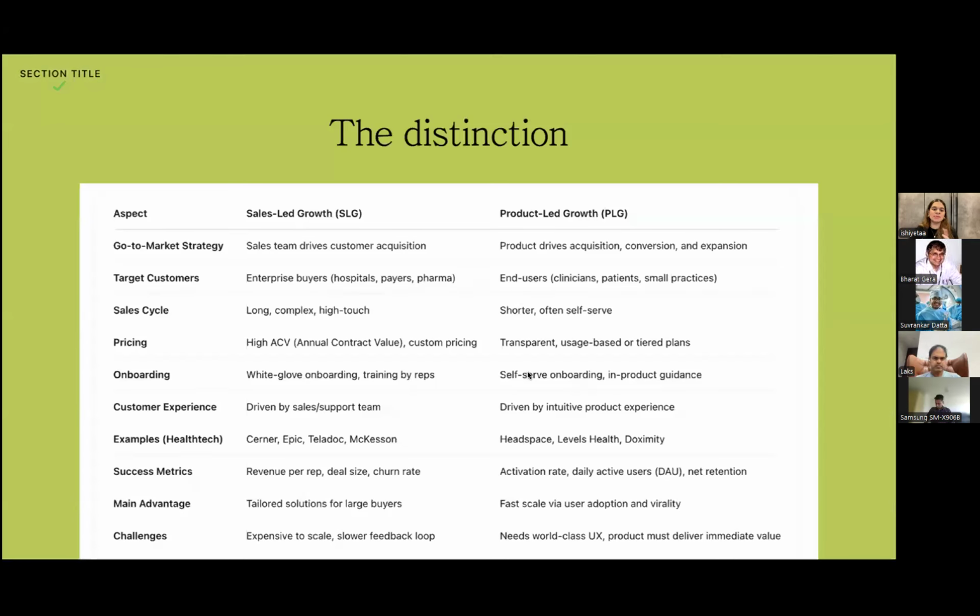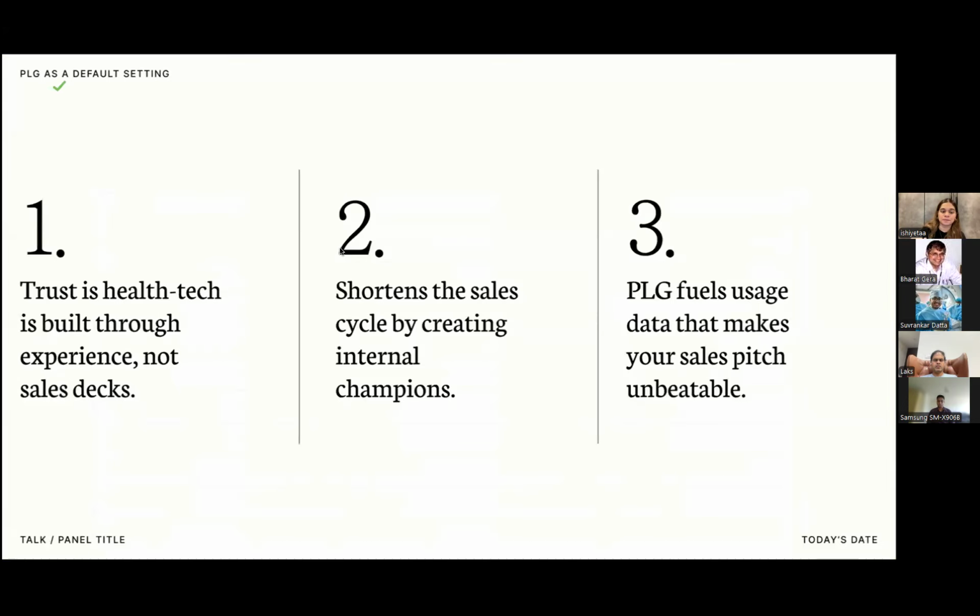This is a small distinction chart between sales-led and product-led growth. The point we want to look at here is the customer experience: sales-led is driven by sales and support teams, whereas product-led is driven by intuitive product experiences. They all have their own challenges. They both have their own success metrics. But this is the point I'd like to focus on. Why should product-led growth be a default setting? Why should your product be able to talk for itself and not require explanations from a salesperson at all times?